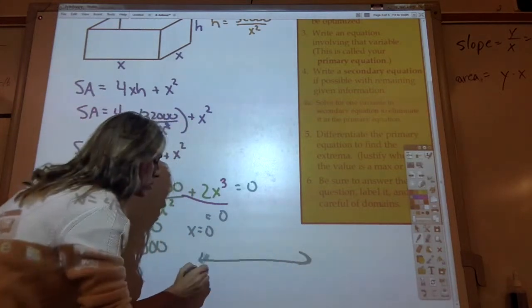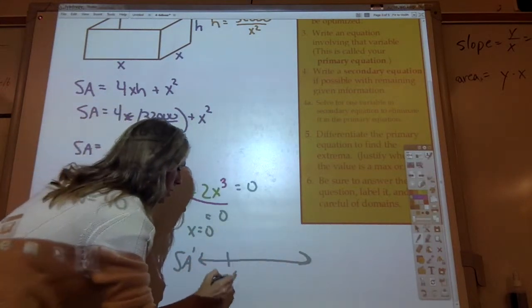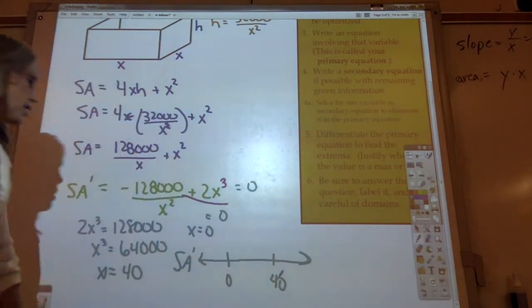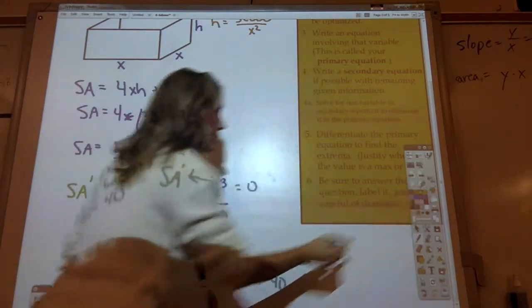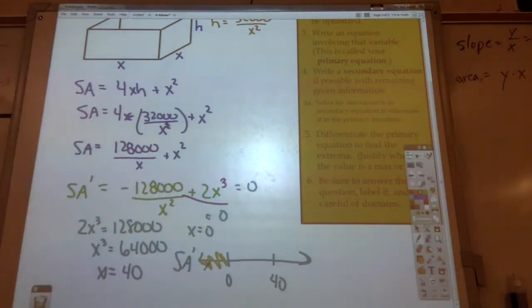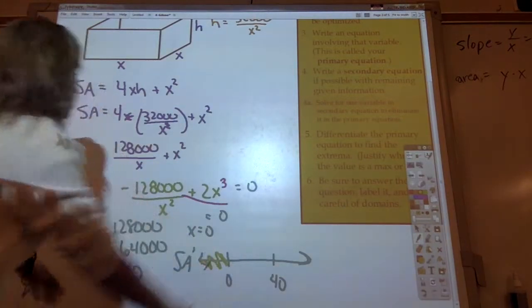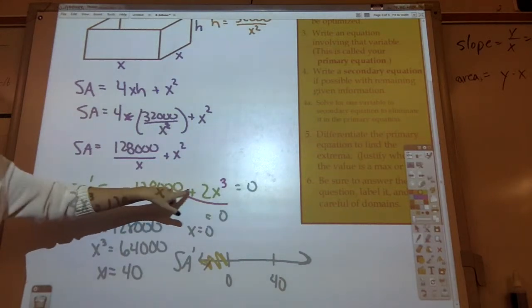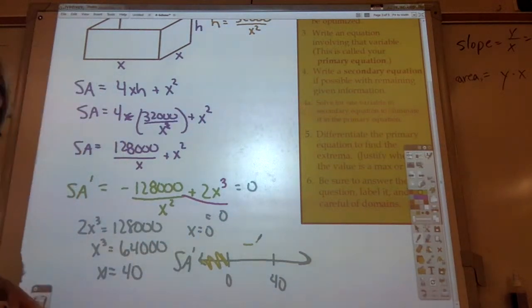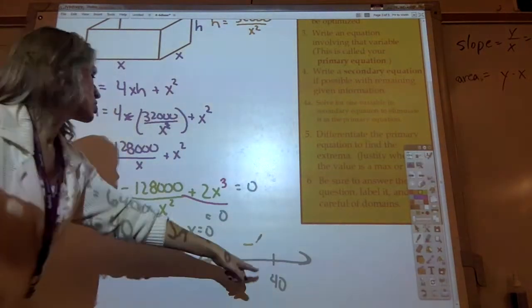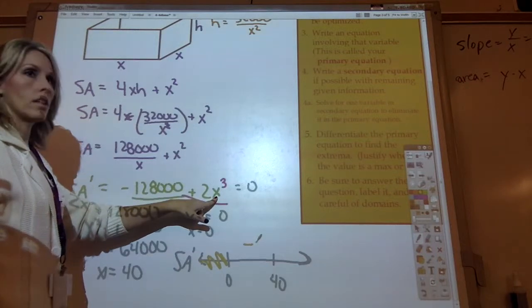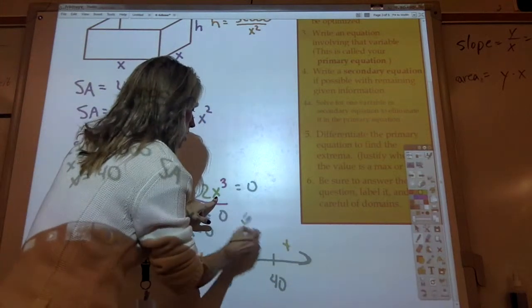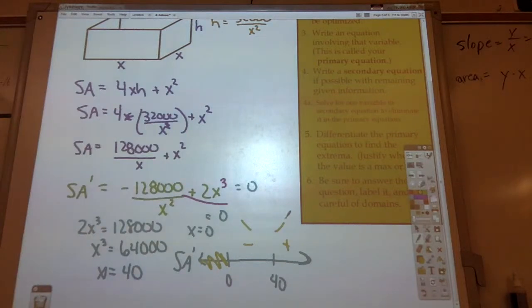Think about the domain of the problem when you're doing this. Or you wouldn't have a shape to begin with. So we're not even going to think about that part. We just need between 0 and 40, and from 40 on. So let's pick like a 1. Negative 128,000 plus 2. And if we put in 100, you're going to get a positive number. So you did indeed find a minimum, and that's all you had to check.